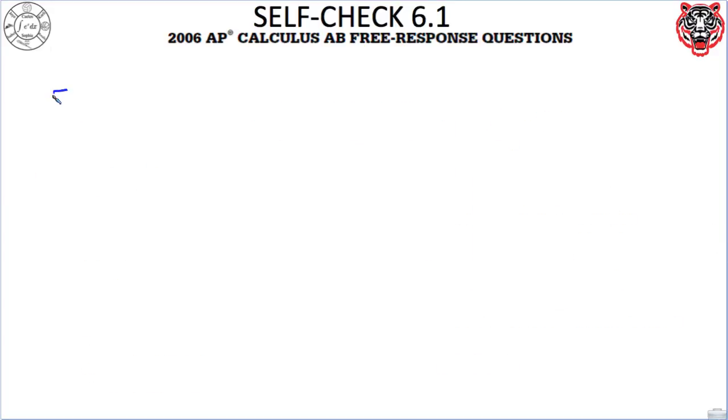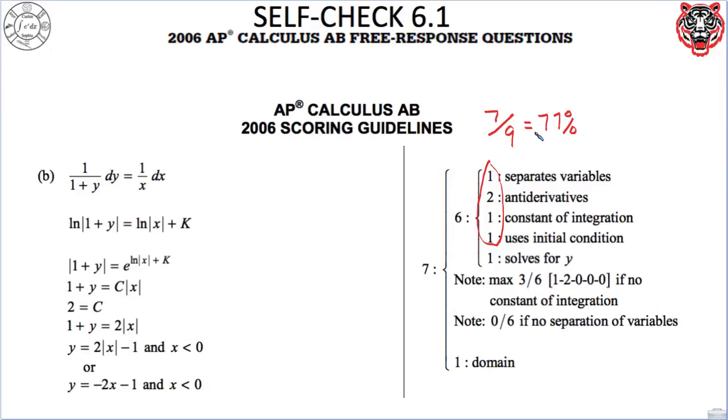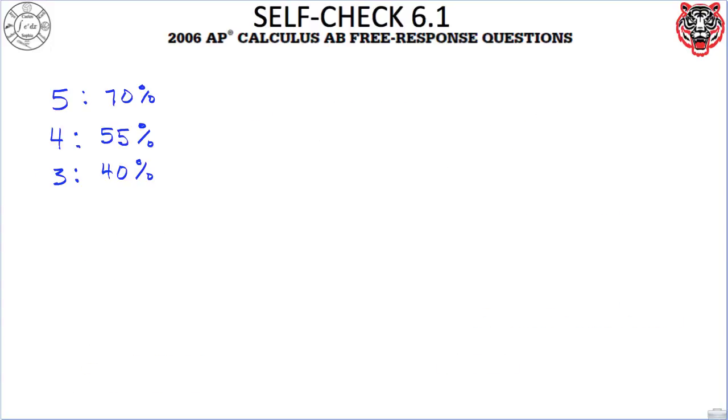If you're looking to get that 5, you want about a 70% per question. If you're looking for the 4, you're looking for 55%. And my personal goal is to make sure every student gets a 3. Every student passes. Every student gets 40%. So as of this step, we have now gotten 77% of this entire question right, which means we are actually on track to get our 5.